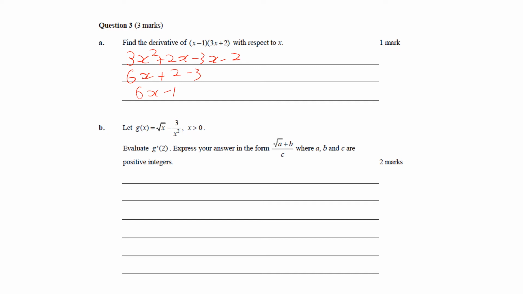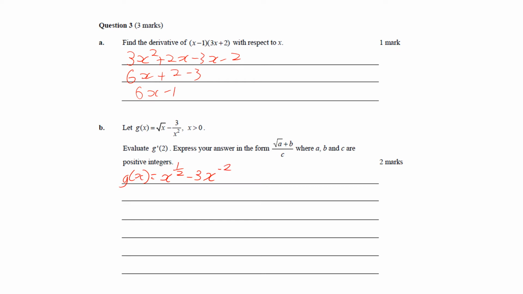So first things first, let's find g dash of x. Whenever I have square roots, or variables on my denominator, I want to rewrite it with the variables on the top and with negative powers or fractional powers, whatever it need be. So g of x, I'm going to rewrite as x to the power of a half, because the square root is the same as to the power of a half, minus 3x to the power of negative 2.